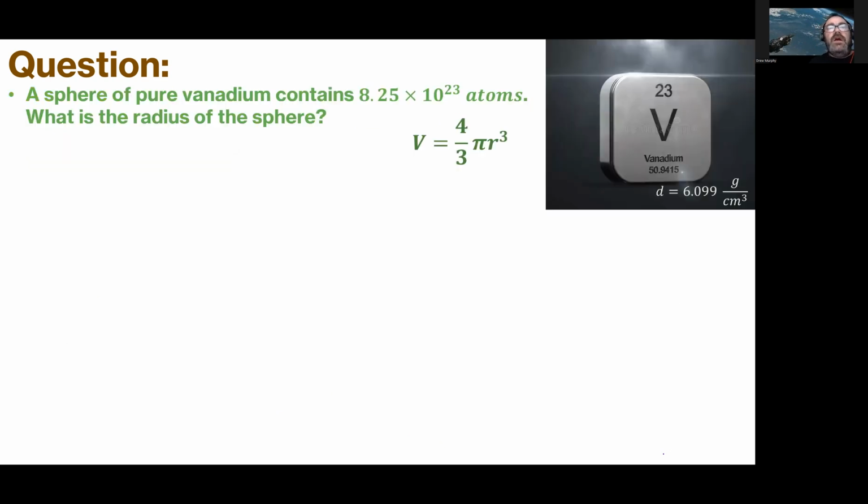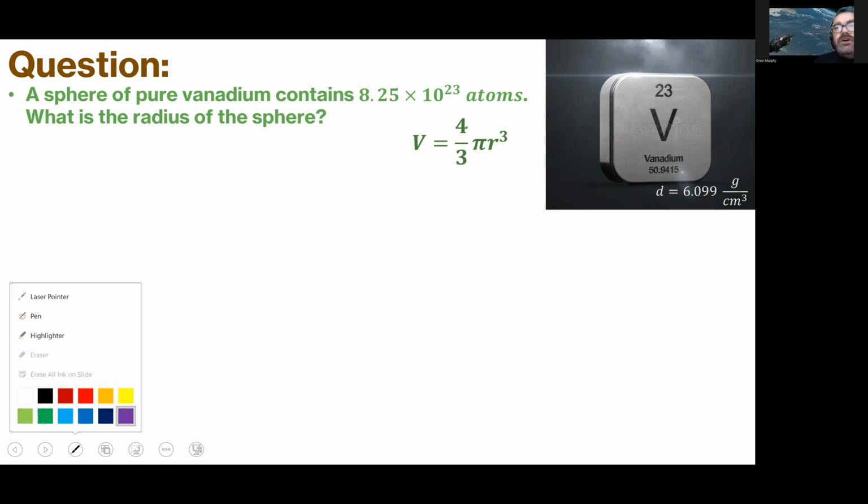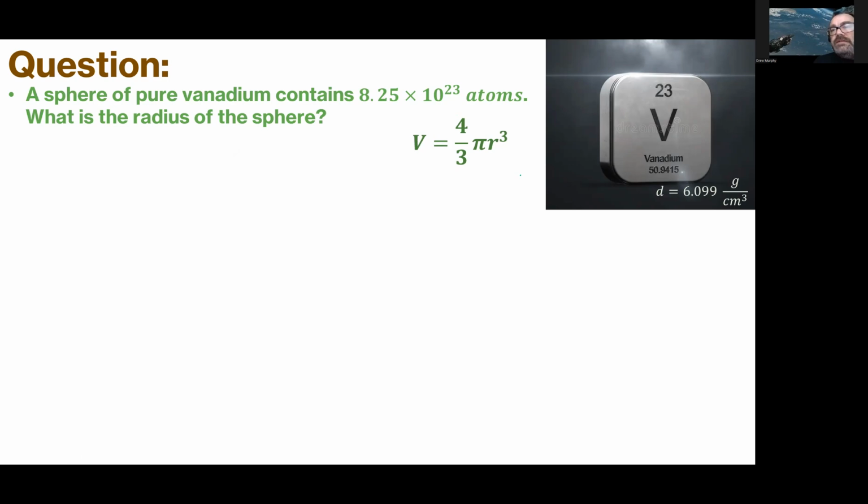I do. All right. We have a sphere of pure vanadium that contains 8.25 times 10 to the 23rd atoms. I have no idea how we figured that out, but we got a perfect sphere. We got a number of atoms. We want to know what's the radius of this sphere. Oh, crap. There's a lot of stuff going on here. Let's look at this. So this is the equation for volume of a sphere. We need radius of the sphere as our answer. So that's going to be this R.